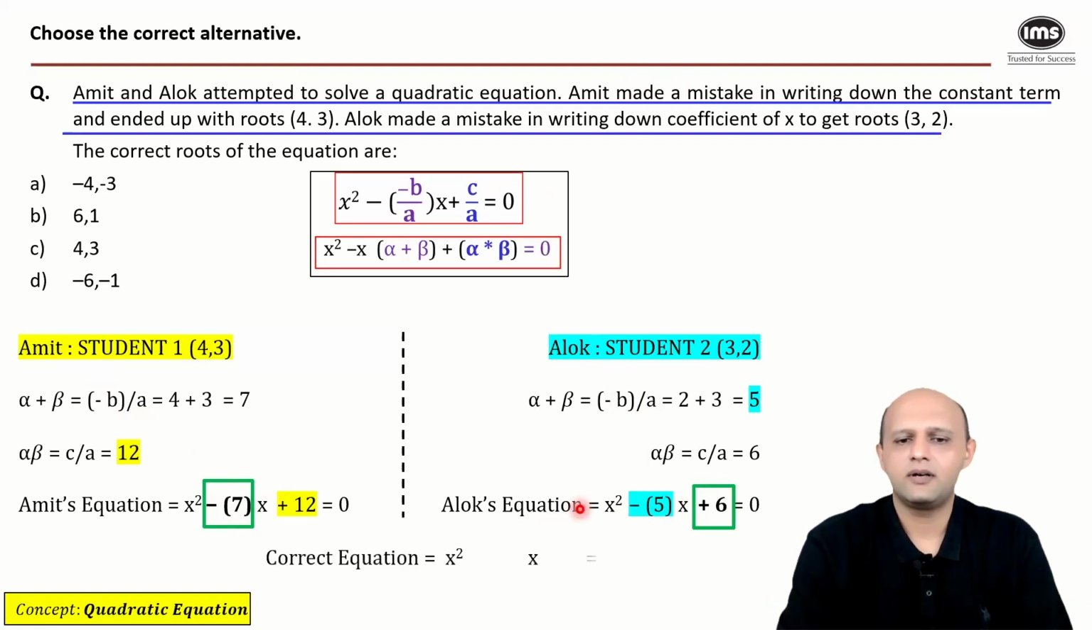Okay, so the correct quadratic equation, if you just keep the places open and enter the correct values from here, let's look at it once again. 7 and this should be 6. So what would be the correct quadratic equation? It would be x square minus 7x plus 6. And if you factorize this, break it into two parts, it would be x minus 6 into x minus 1, which is equal to 0. And therefore, the roots of this equation would be 6, 1, which is option B, which is your answer.